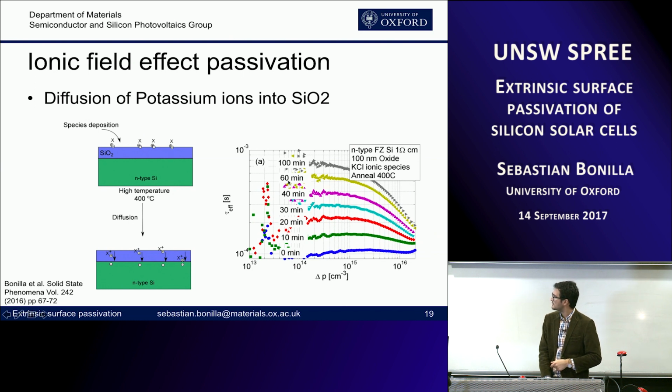So here we did the deposition of potassium chloride, anneals at high temperature, and what we saw is that actually those positively charged potassium ions do diffuse in and do provide some level of surface passivation, increasing the effective lifetime up to about 700-800 microseconds in that sample. Now this took about 100 minutes, which is not particularly a fast technique, so not necessarily something that would be very commercial.